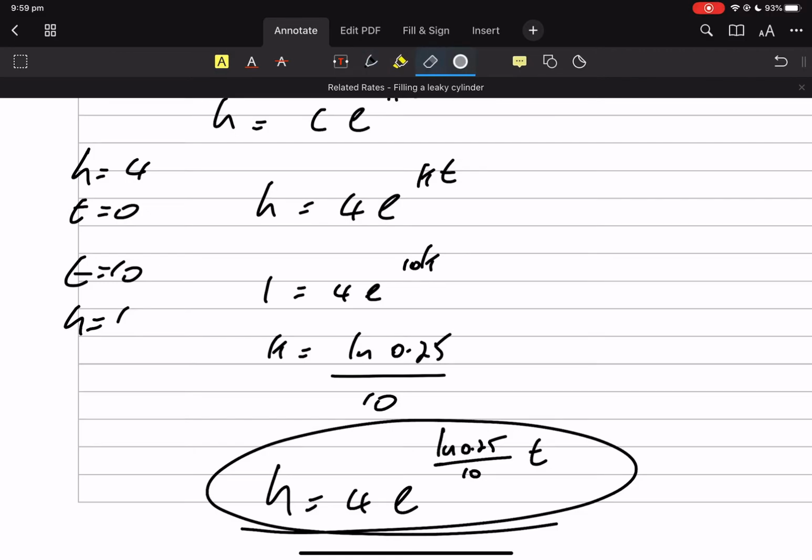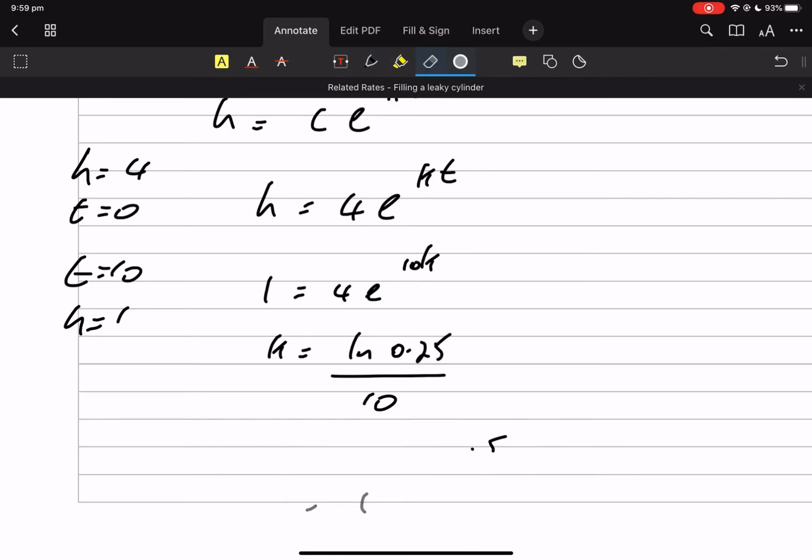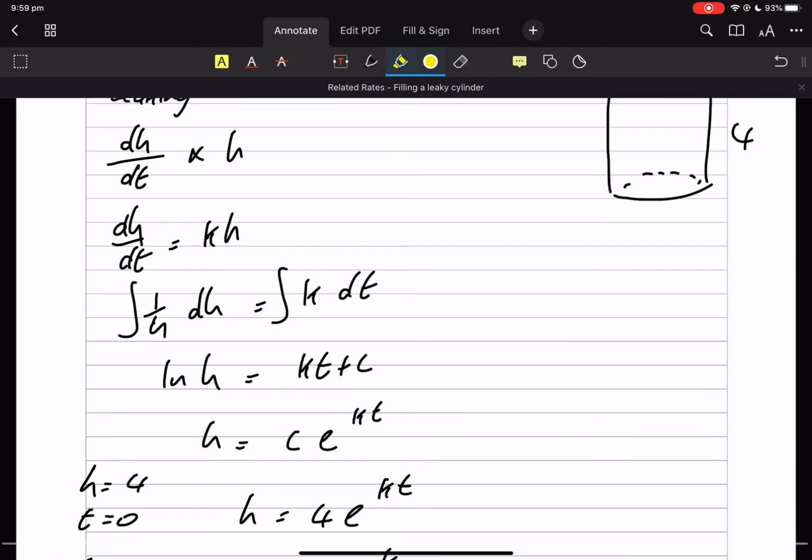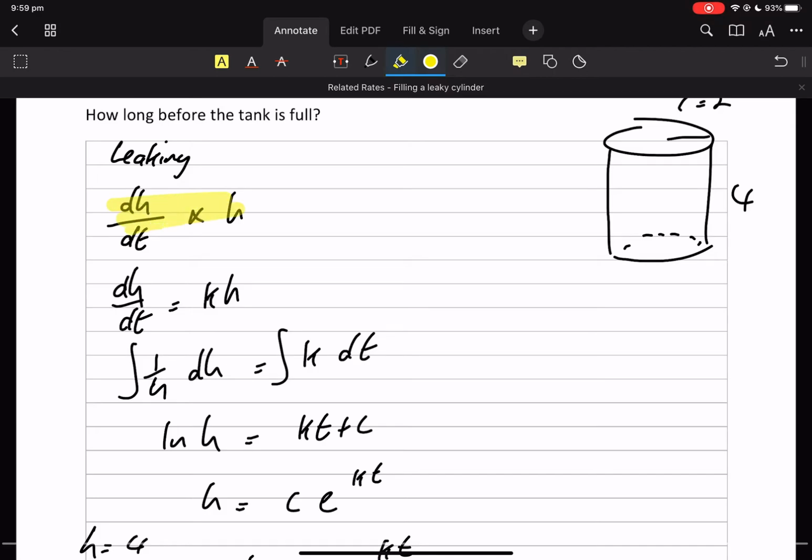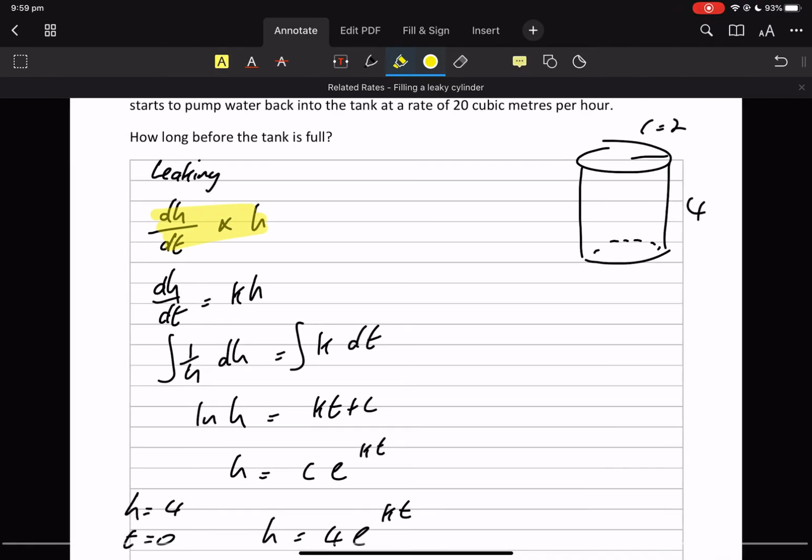Don't really care about that. What do I care about? I've got this constant that feeds back into this statement that the rate of change of height will change proportionally with the height of the water. So that k is really, really important. That's really all we were chasing in that first section.